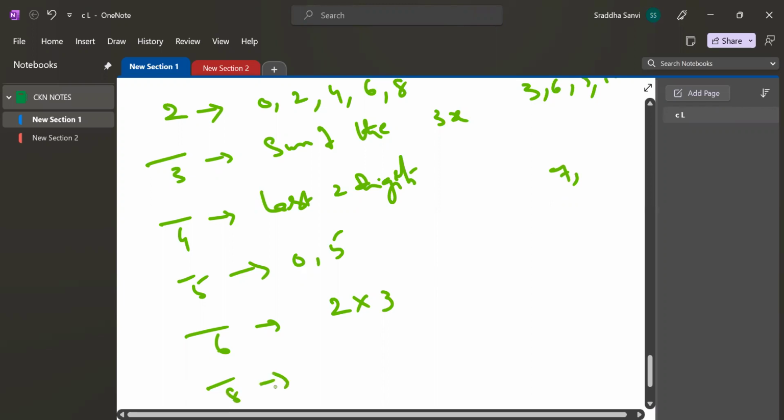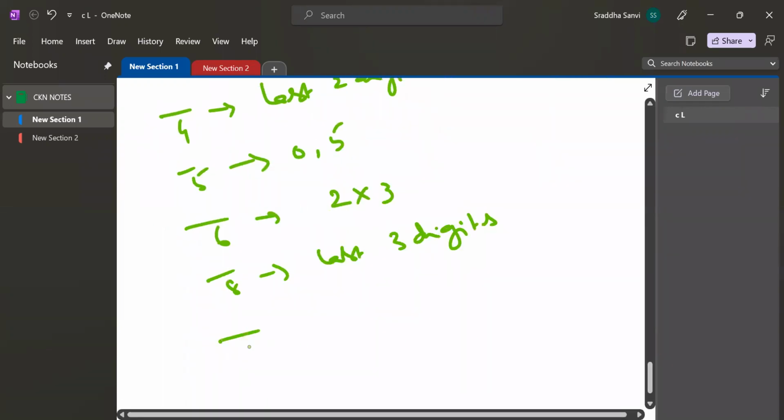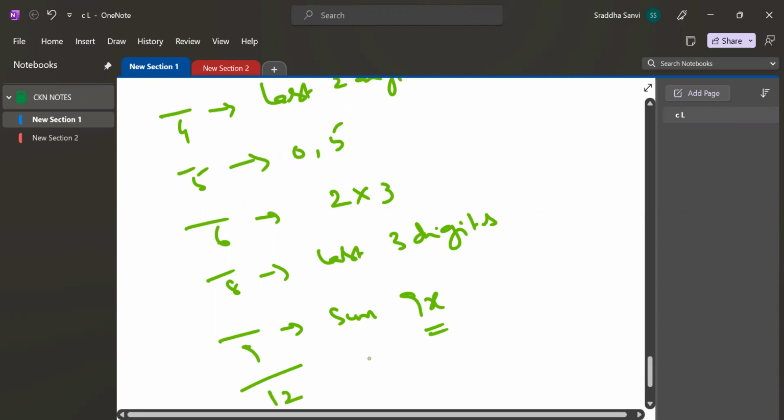I want to divide a number by 8. The last 3 digits of the number should be divisible by 8. I want to divide a number by 9. The divisibility rule is sum of the digits of the number should be a multiple of 9. It can be 9, 18, 27 kind of stuff. I want to divide a number by 12.